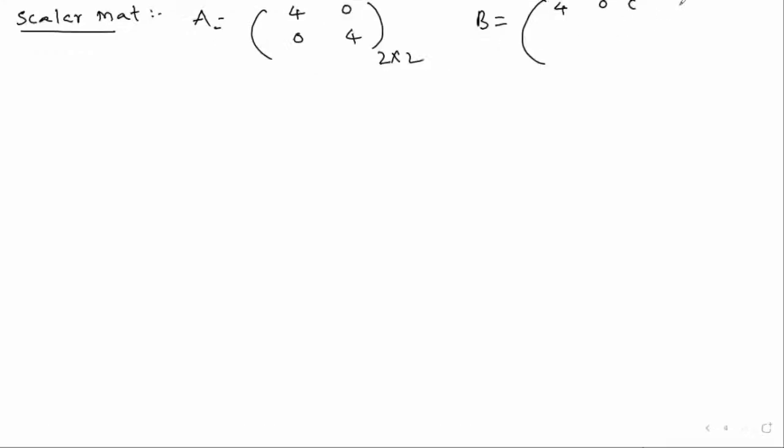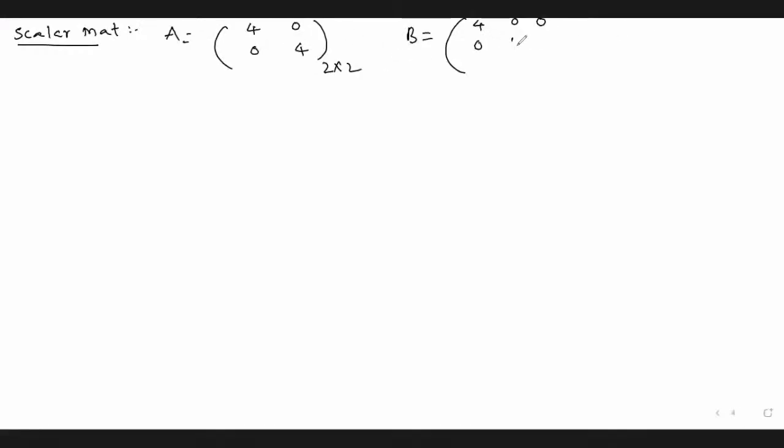Next one, scalar matrix. What is called a scalar matrix? A square matrix is said to be a scalar matrix if the principal diagonal elements are identical and the other elements are 0. For example, if A is equal to [4 0; 0 4], this is one type of scalar matrix of order 2. And this is another type of scalar matrix of order 3.